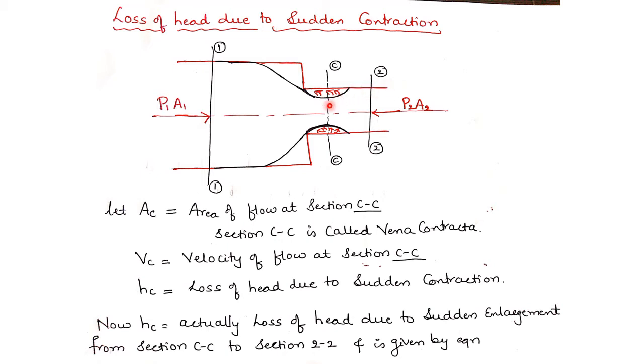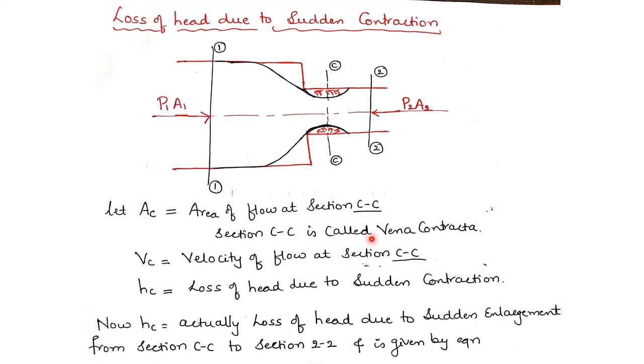I will repeat the sentence here. The loss of head due to sudden contraction is actually due to sudden enlargement of the flow from the vena contracta to the smaller diameter pipe. You can see here, sudden enlargement of the flow takes place from this vena contracta to the smaller diameter pipe here. So let AC be equal to the area of flow at section CC.